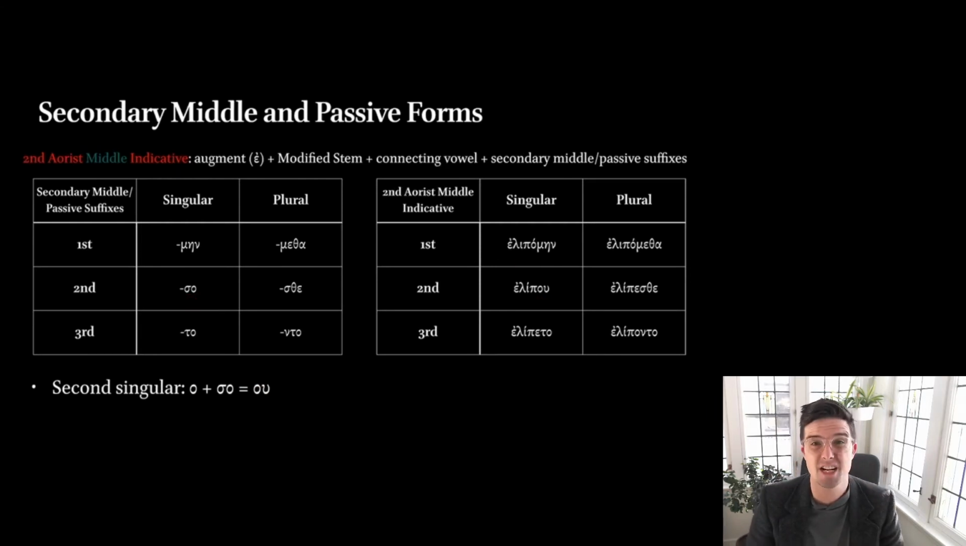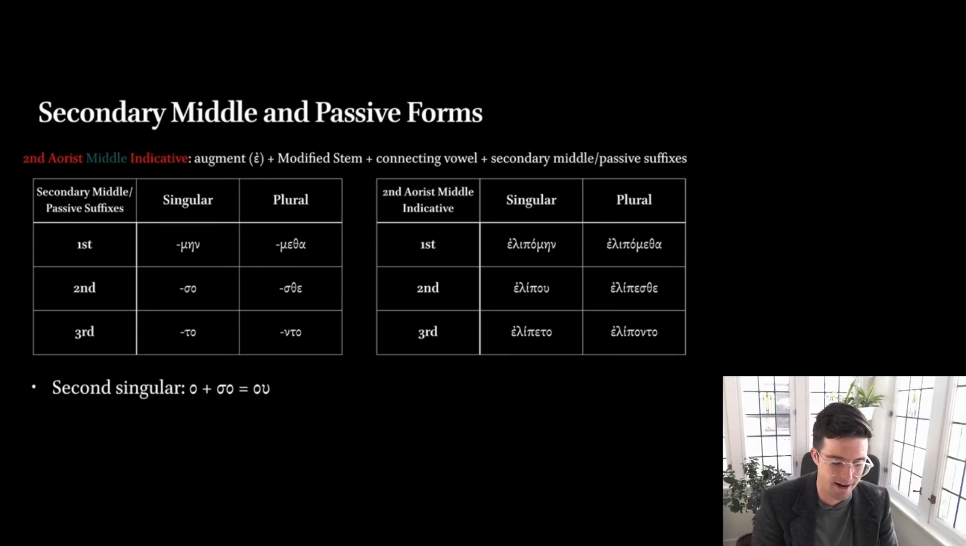And then our formation of the second aorist middle indicative. So first aorist and second aorist are going to look different from one another. Again, tell me what the difference between the first aorist and the second aorist is, or how does the second aorist form?